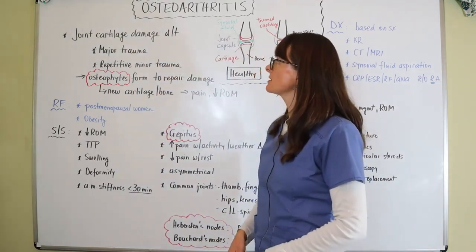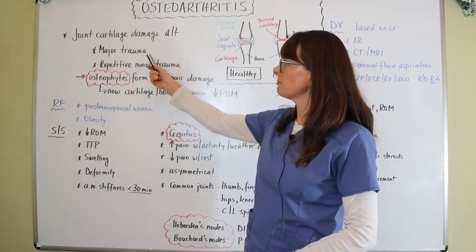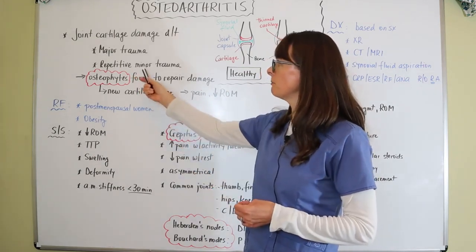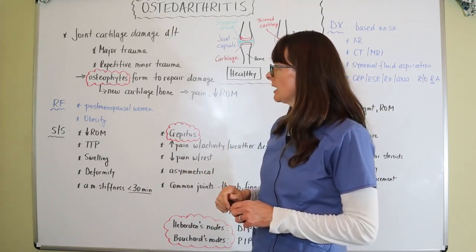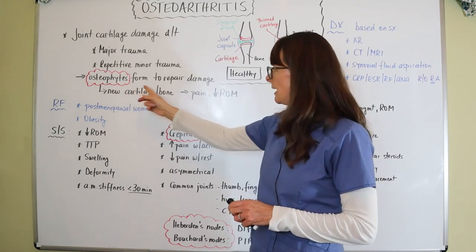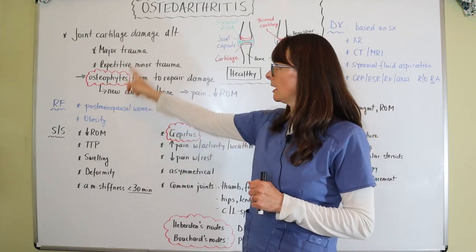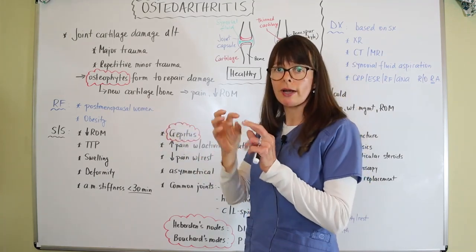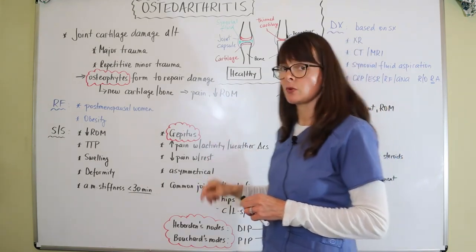In terms of pathophysiology, for osteoarthritis, there is damage to the joint cartilage because of either major trauma, so some real bad injury that happened to that joint, or some repetitive minor trauma, micro trauma that just persists over time. And so what happens is these osteophytes form. They're also called bone spurs, and they try to repair the damage caused by that trauma to that joint cartilage. These osteophytes are basically new cartilage and bone that try to repair the damage that has occurred, and that then causes pain and decreased range of motion.